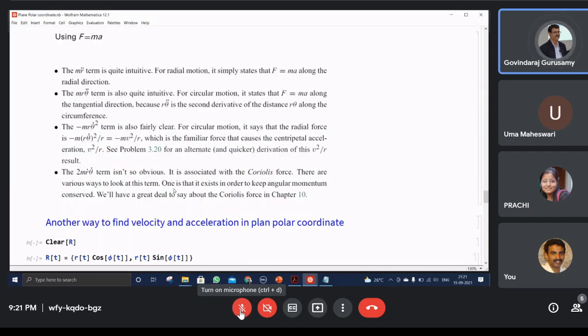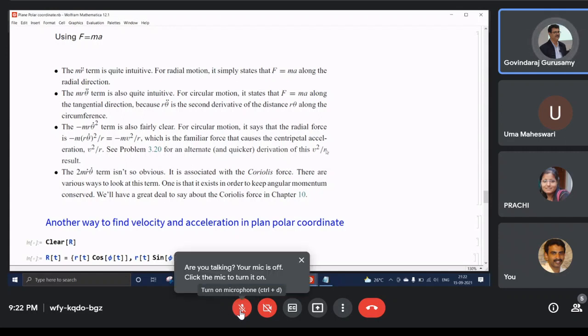Come to the other terms now. Minus m r theta dot square. This is also fairly clear. For circular motion, it says that the radial force is m r theta dot whole square divided by r, which is equal to m v square by r. So this is another way to look at things, the familiar force that causes the centripetal acceleration v square by r. Some problem has been given to refer to. So alternatively, the derivation of this v square by r is a result.